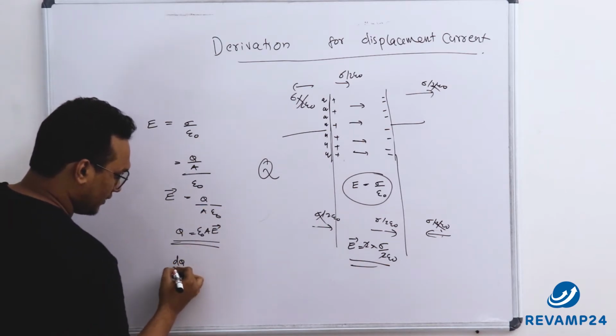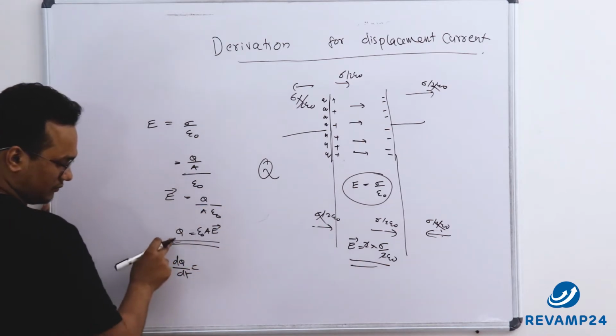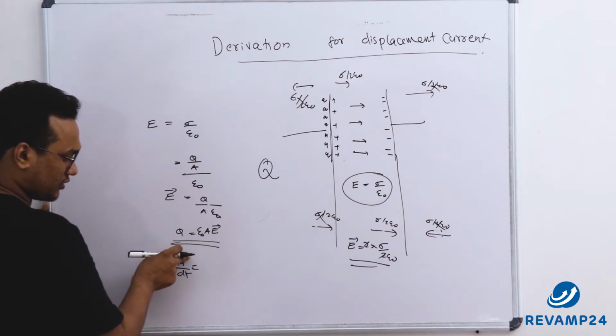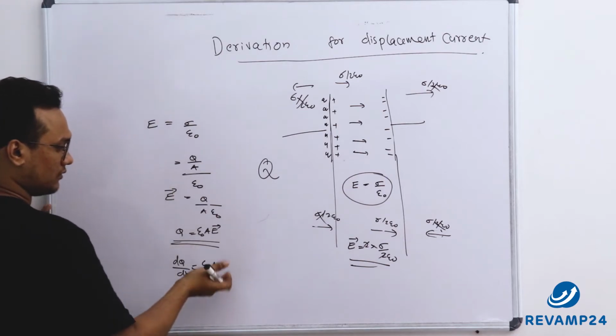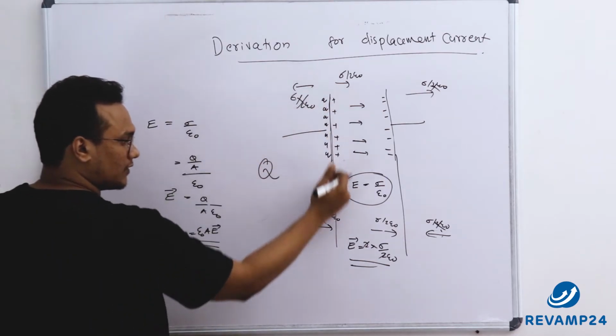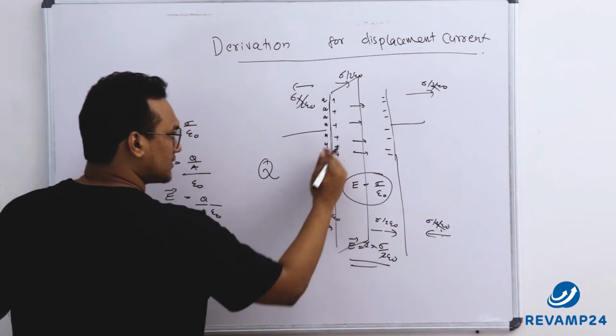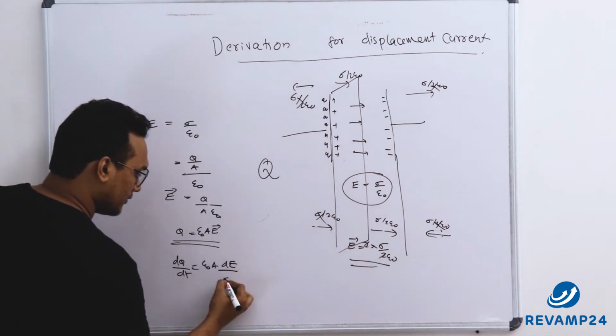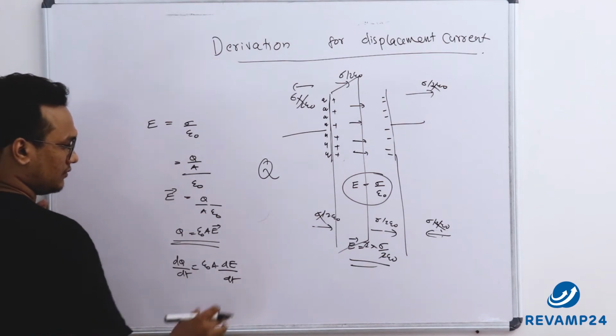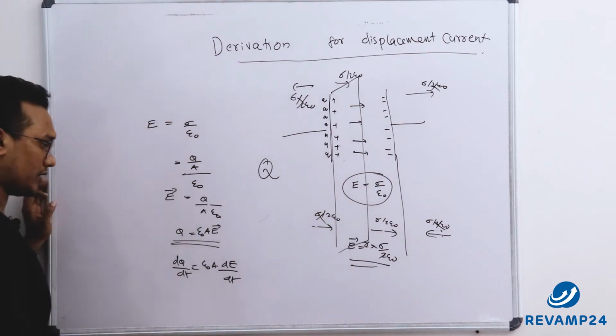So dq by dt is equal to, why dq by dt? Because q changes with respect to time. Epsilon 0 and A will come out, as they are constant; the area of the plate is constant and epsilon 0 is constant. This is equal to epsilon 0 A dE by dt, because the electric field is changing with respect to time.